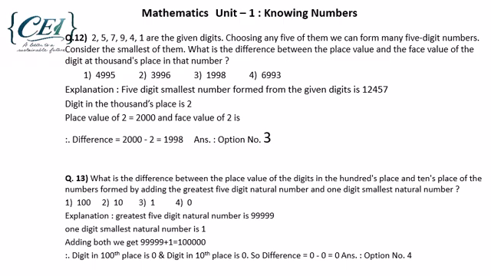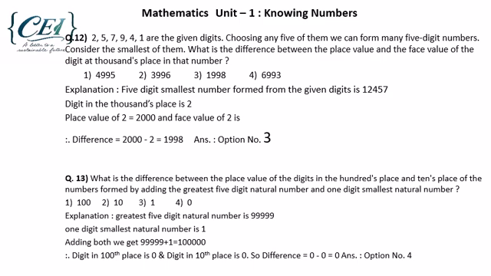357941 are the given digits. Choosing any 5 of them, we can form many 5-digit numbers. Consider the smallest of them. What is the difference between the place value and the face value of the digit at the thousand place? So we have to find the place value and the face value.